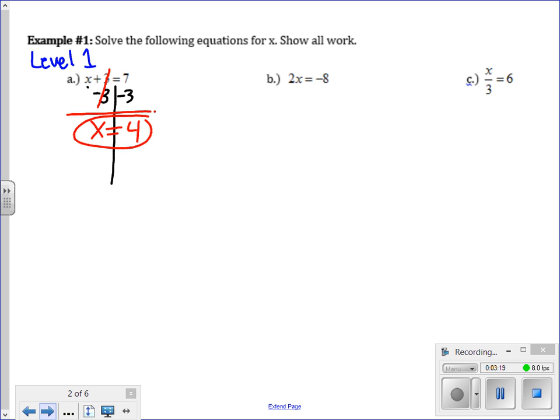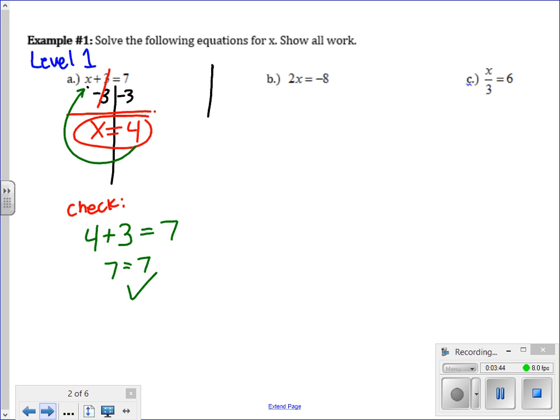Now, if you wanted to, you could check your answer here by taking this x equals 4 and substituting it back into the equation for x. So I could take 4 plus 3 equals 7 and see if that's true. Well, 4 plus 3 is 7, and 7 equals 7, so we know that that's right. All right, our next problem here.